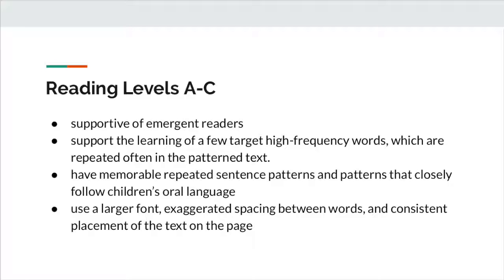The reading levels A through C are for more of the beginning readers. So these levels are supportive of emergent readers. They support the learning of a few target high frequency words, which are often repeated in the pattern text. They have memorable repeated sentence patterns and patterns that closely follow children's oral language. And they also use a larger font, exaggerated spacing between words, and consistent placement of the text on the page. So these books will be read by students who have struggles reading and those who are also beginning to read. So it'll span from A through C.